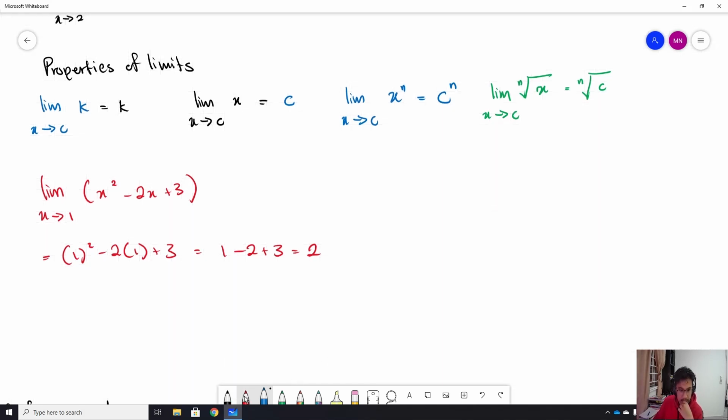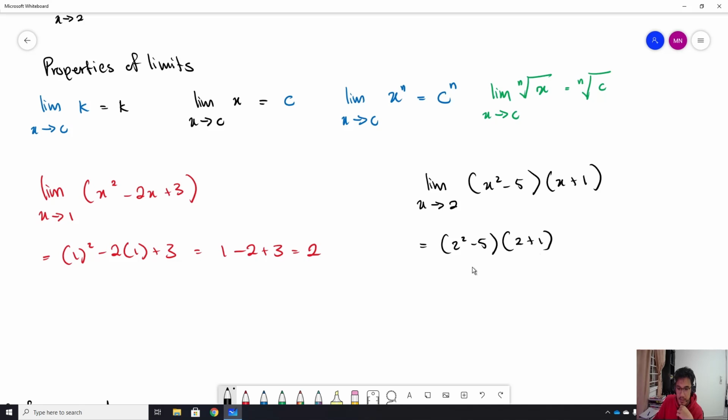Alright, then let's look at another example. We have the limit as x approaches 2 of x squared minus 5 times x plus 1. So we substitute the value of 2, then we get 2 squared minus 5 times 2 plus 1. Then we have negative 1 and 3, and we get the answer of negative 3.